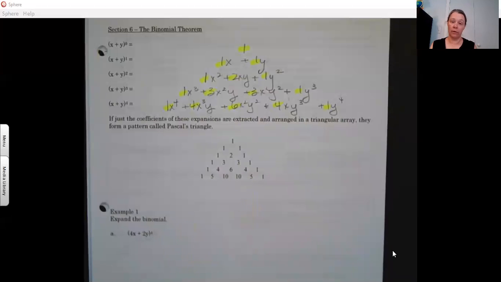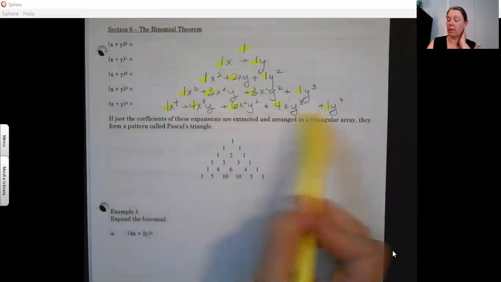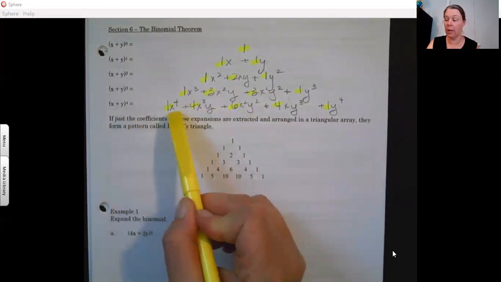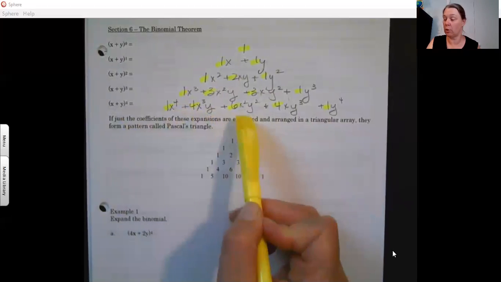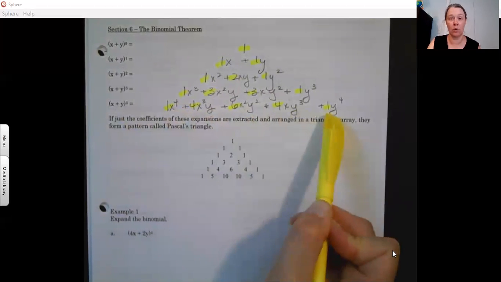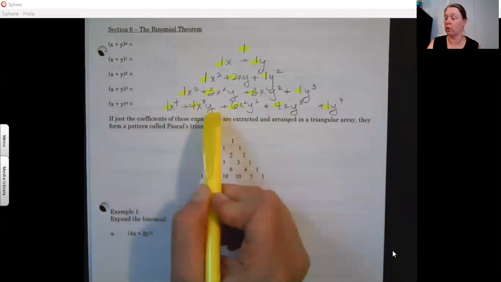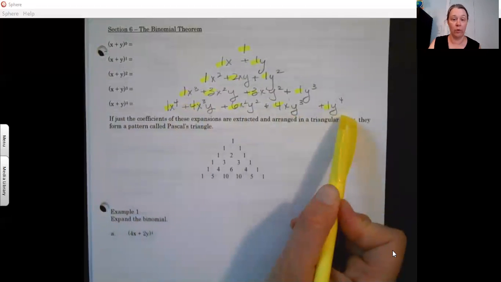There are lots of different patterns that exist in this. One of them is, if you look at your powers of x, they start out as x to the 4th. If this is the 4th power, the highest power here is going to be the 4th. Then this term is to the 3rd, this term to the 2nd, to the 1st. And then this is as though it's x to the 0, so it's gone. And then the y's do the reverse. So this is y to the 0, y to the 1st, y to the 2nd, y to the 3rd, y to the 4th.